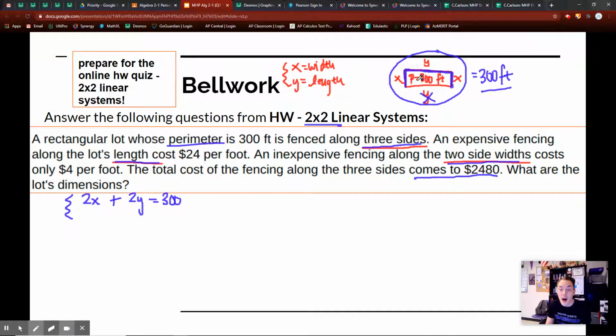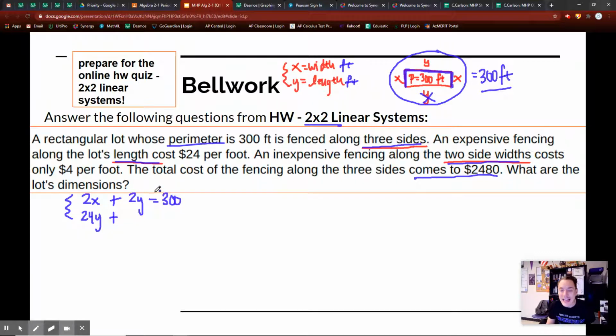So in order to find what these three side lengths are, I need to include a different equation. Now let's read carefully. An expensive fencing along the lot's length costs $24 per foot. Now I want to know feet, right? So I know y and x are the length and width in feet. It's $24 per foot. Well, per means times. So it's 24 times y, $24 per foot.